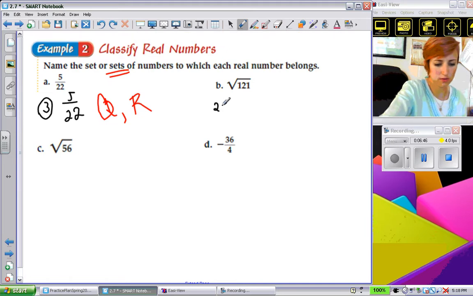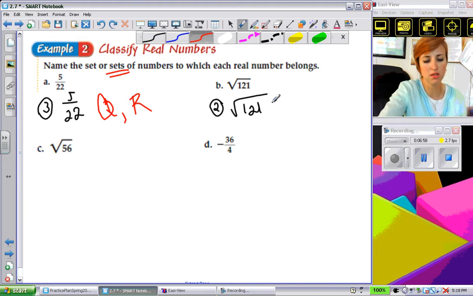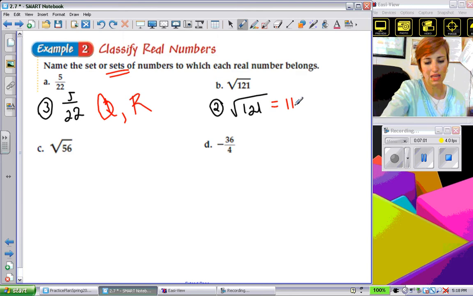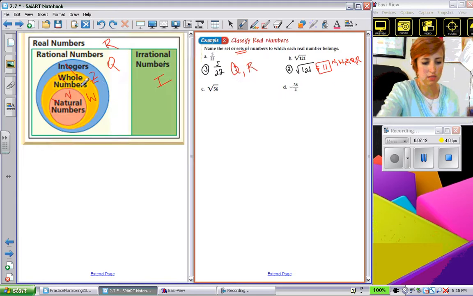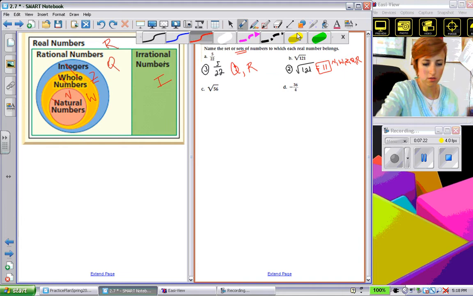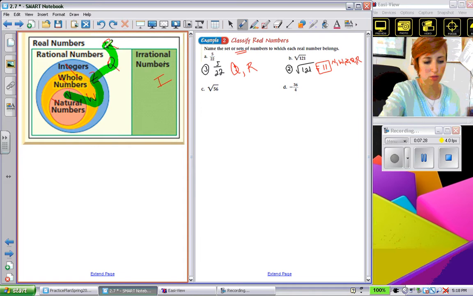Now, example 2, we're given the square root of 121. The very first thing we need to see is, can it reduce? Can I take the square root of 121? Yes, I can, and it gives us 11. Now, 11 is a number I can count to, and because I can count to 11, it makes it natural, which is also whole, an integer, rational, and real. So the smaller the group it's in, it's in all of them. So it's in all of these: natural, integer, rational, real. If it's in the smallest one, it's going to be in all of those.